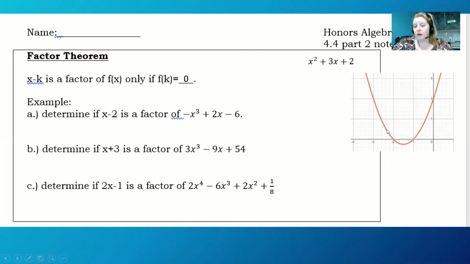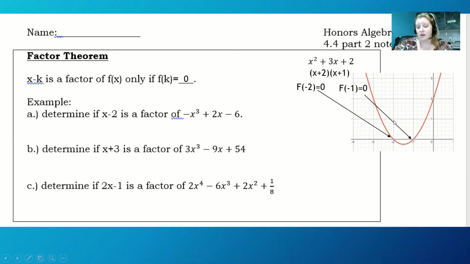So we have a parabola whose function is x squared plus 3x plus 2. So that's the graph of that polynomial. If you were to factor this, it would factor into x plus 2 times x plus 1. If I asked you to set this equal to 0 and solve for x, that's how you find the x-intercepts. You would get -2 and -1. And that's what this theorem is saying.